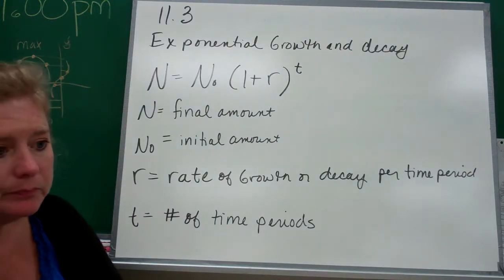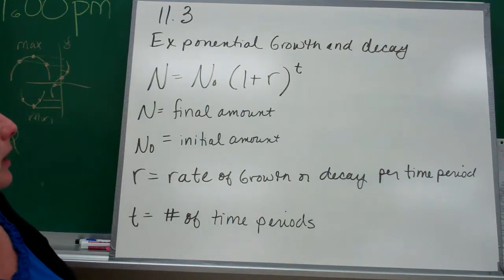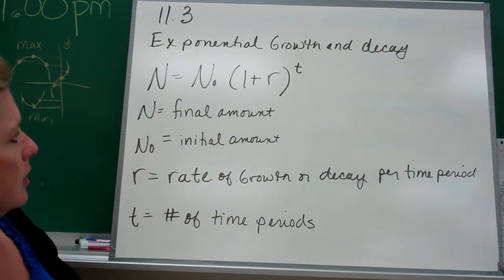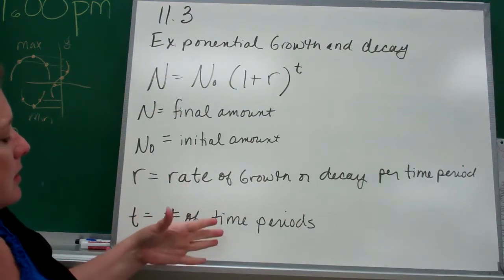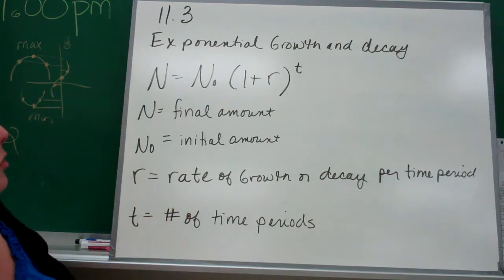Section 11.3. The actual title for this section is the number E. But I'm going back to 11.2 for a second because I wanted to talk about this general formula for exponential growth and decay.